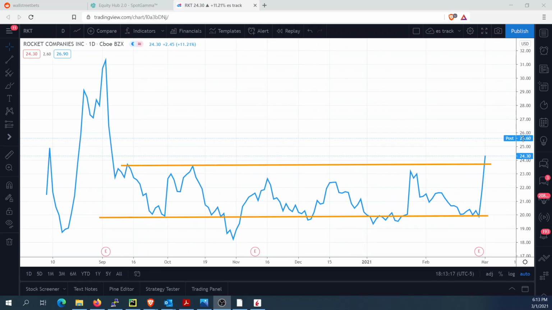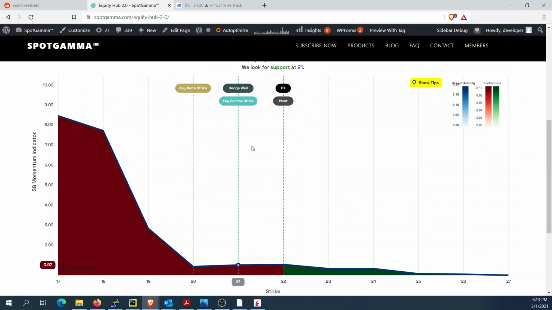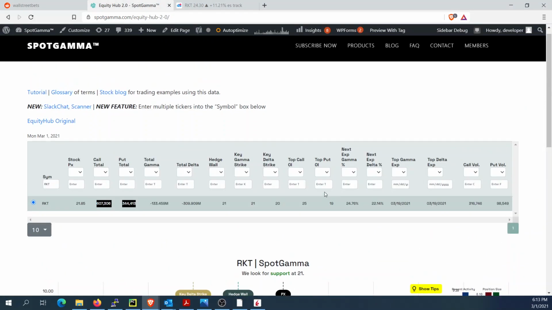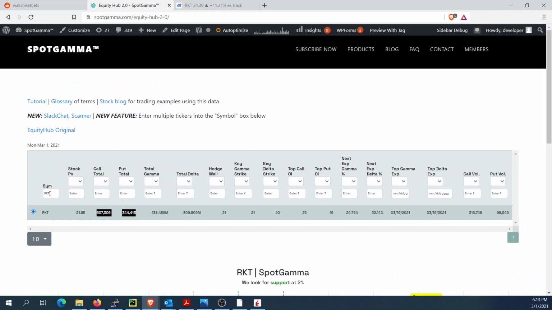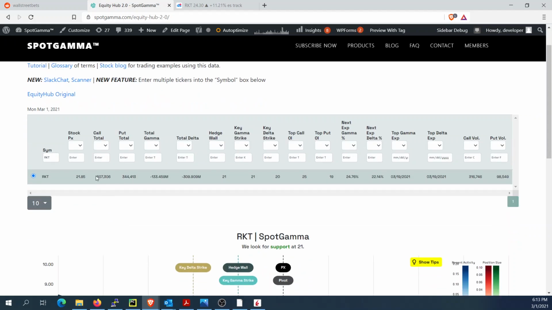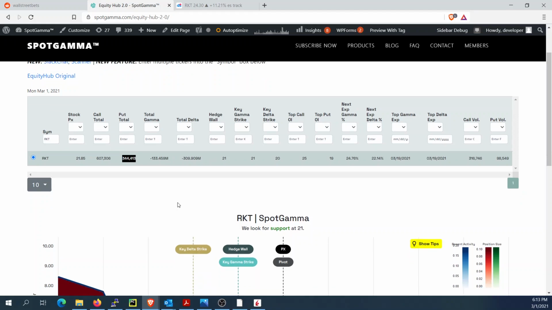Aftermarket, it's around 25. Now, what's so interesting about that is that at the moment, our Equity Hub tool, which you can try for free at SpotGamma.com, you can look at over 3,500 different names, stocks, and ETFs. It's a very bullish setup. This is yesterday's data, 600,000 calls, open interest versus 300,000 puts. So that's skewed towards puts.